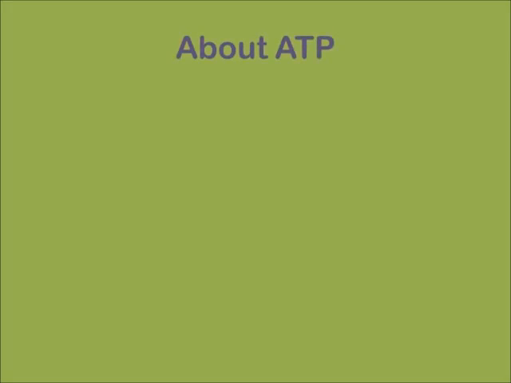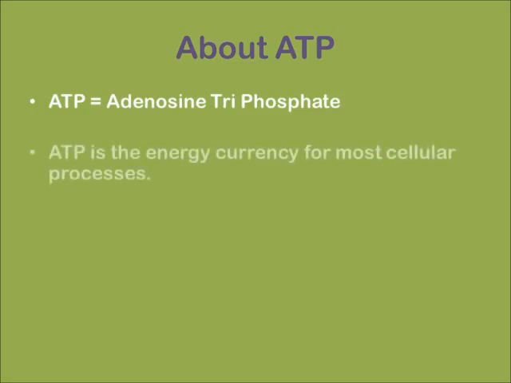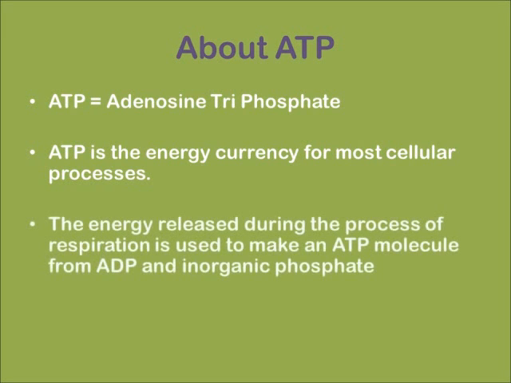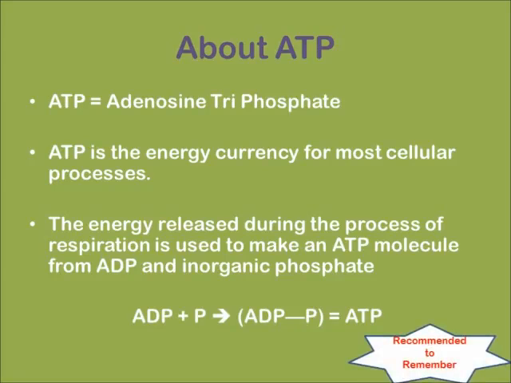Now, let us learn about ATP. ATP stands for adenosine triphosphate. It is an energy currency for most cellular processes. The energy released during the process of respiration is used to make the ATP molecule from ADP and inorganic phosphate. Given below is a chemical equation which shows the production of ATP.